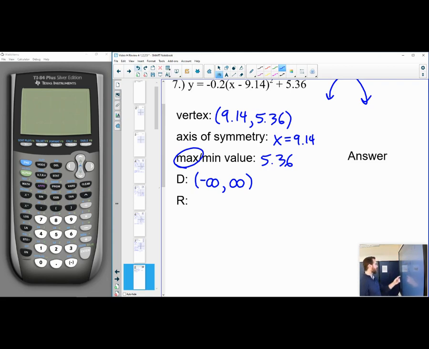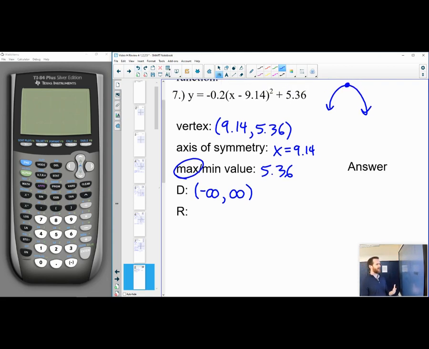And then the range. There's a maximum value, so it's going to be everything at that point and then below it. So that means we're going to start at negative infinity, and we're going to go all the way up. What was that maximum value? It was 5.36. And since we're actually getting to 5.36, we put a bracket to show that 5.36 is included in the set.